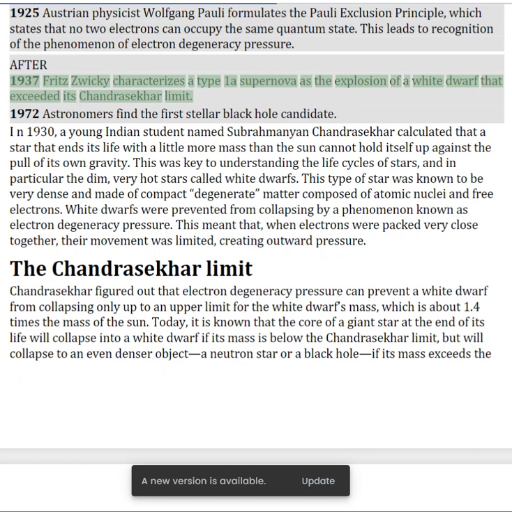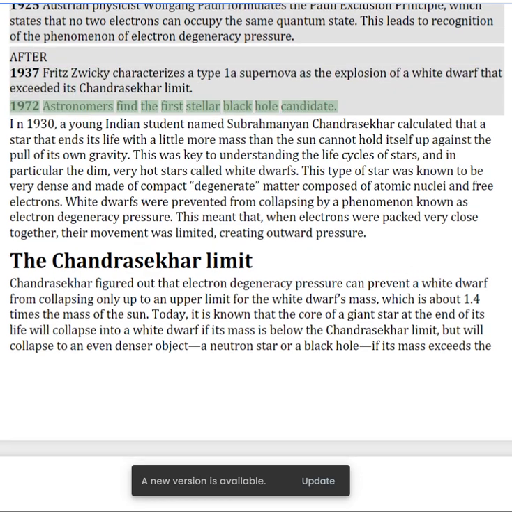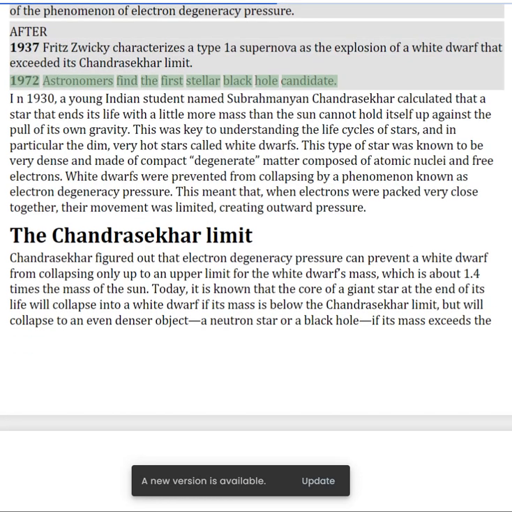1937 Fritz Zwicky characterizes a Type 1a supernova as the explosion of a white dwarf that exceeded its Chandrasekhar limit. 1972 Astronomers find the first stellar black hole candidate.